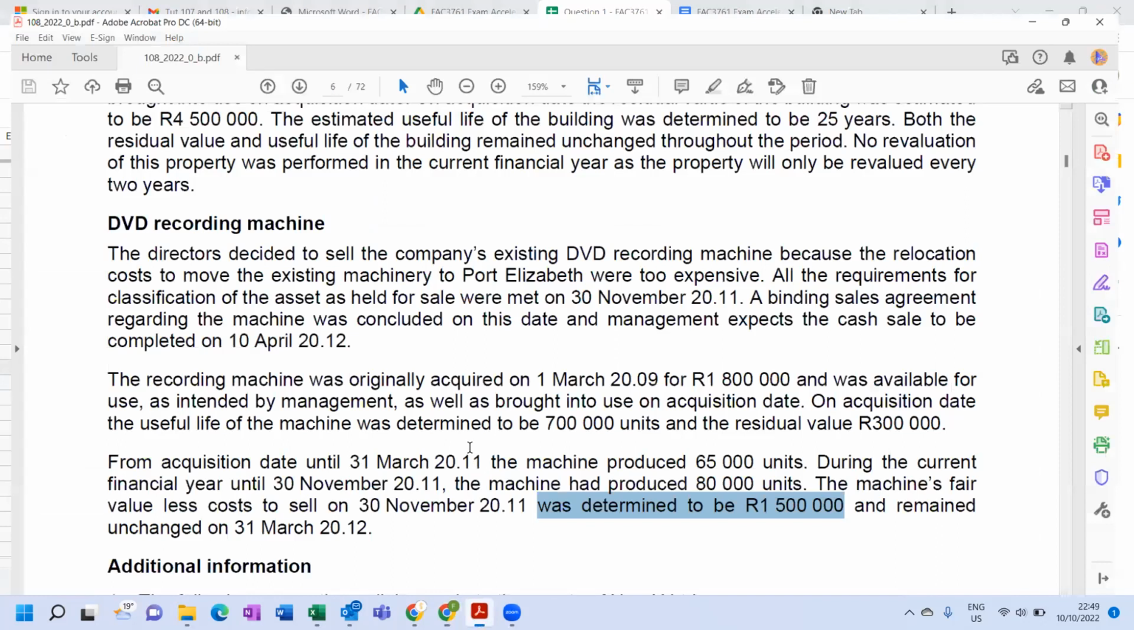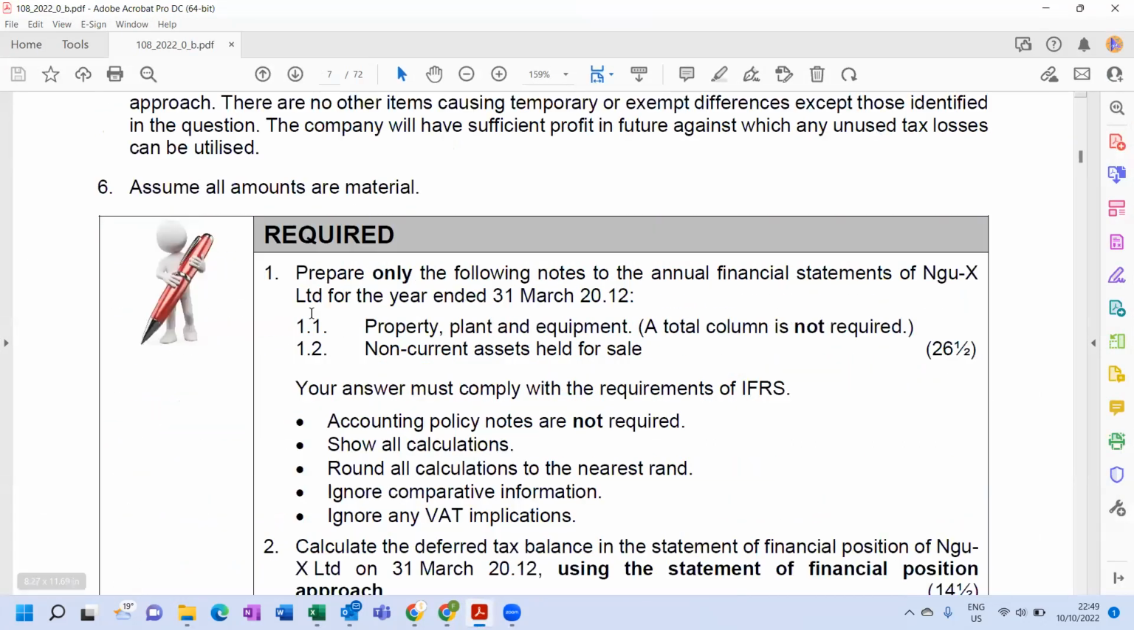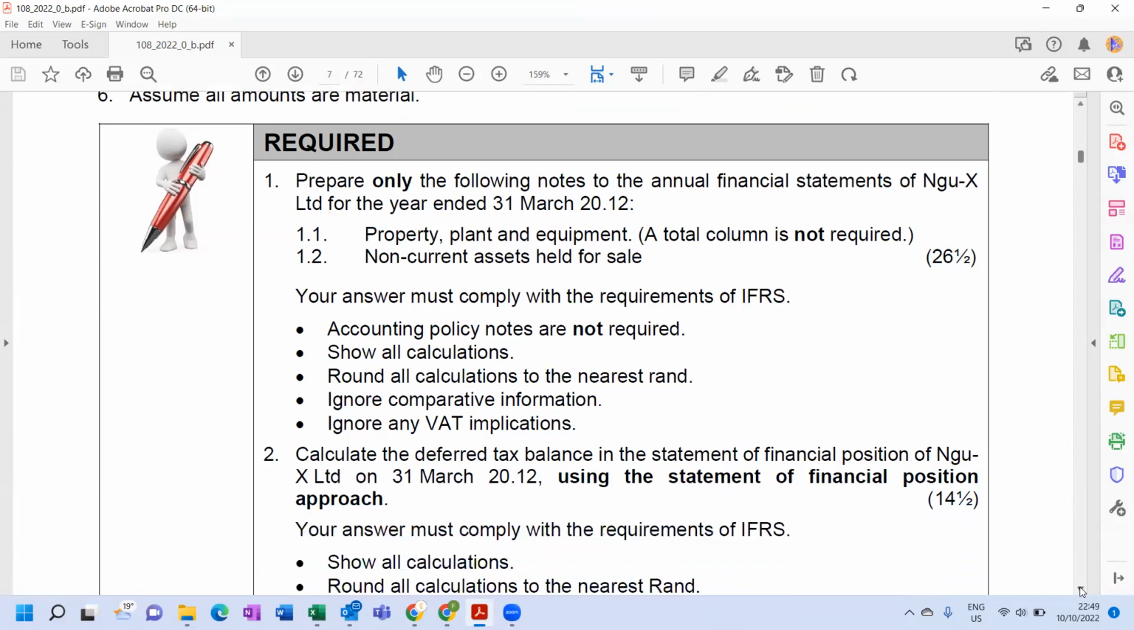Okay, so let's just quickly have a look. So question 1, so this is question 1. Prepare only the notes to the financial statement, PPE, and non-current assets held for sale, 26.5 marks. Okay, next, what do they want us to do? Next, they want us to calculate the deferred tax balance in the statement of financial position using the statement of financial position approach.